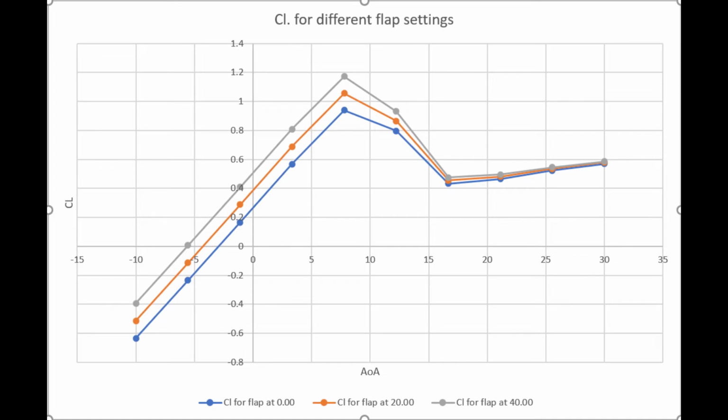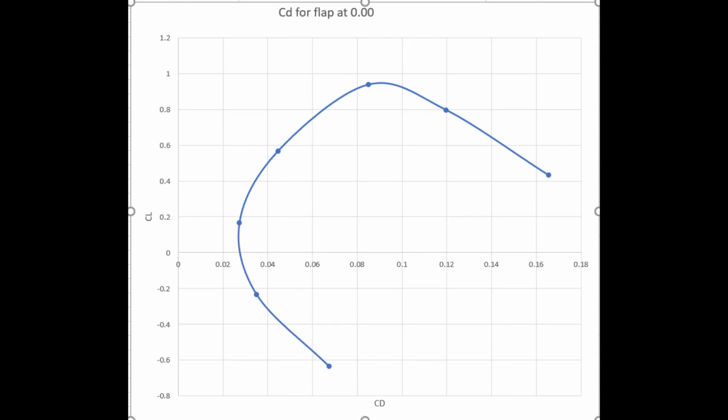Here, we see the lift cross slope for different flap settings. The highest CL was noted at slightly below 1.2 at around 8 degrees angle of attack for a flap setting of 40 degrees. Here, we see the drag polar with flap settings at 0 degrees.